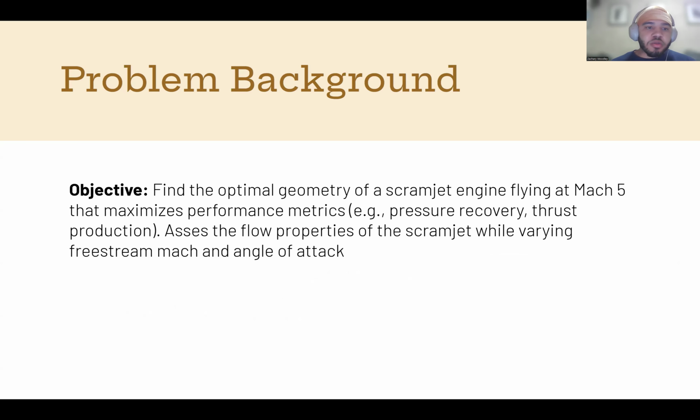So the problem background. Basically, our objective was to find the optimal geometry of a scramjet engine flying at Mach 5 that maximizes performance metrics, so pressure recovery and thrust production. We also assess the flow properties of the scramjet while varying free stream Mach and angle of attack.